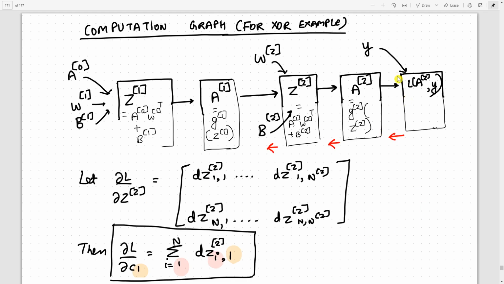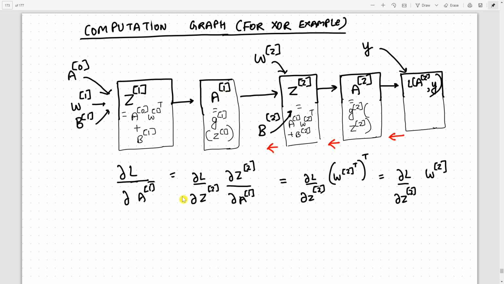Okay, so we have thus far obtained del L by del A2, Z2, W2 and B2. Now we want to compute with respect to W1 and B1, but we cannot do that till we get with respect to A1, and then with respect to Z1. So the same procedure is going to be followed, but let's first calculate del L by del A1, right? To calculate that, we know del L by del Z2, and we know the expression of Z2 in terms of A1 W2 transpose. So all we need to do is to write del Z2 by del A1, and then we are done basically. So del L by del A1, we break it down as del L by del Z2 times del Z2 by del A1, and if we go back, this is of the form del L by del Z.